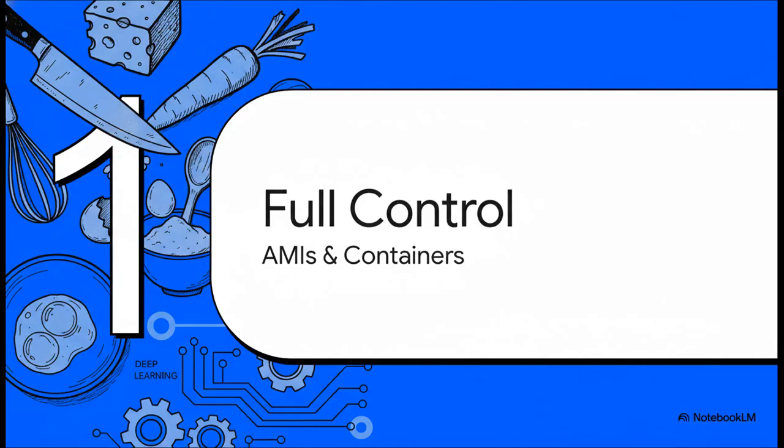Okay, let's start with our first category, full control. This is for the chefs out there, the ones who want to go to the market, pick out their own fresh ingredients, and control every single step of the recipe. In the AWS world, this means deep learning AMIs and containers.